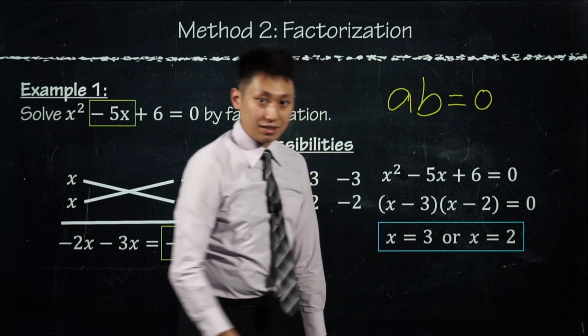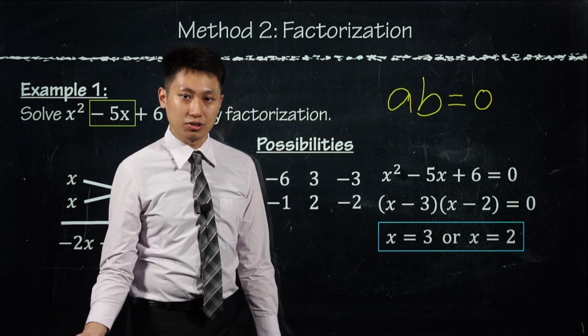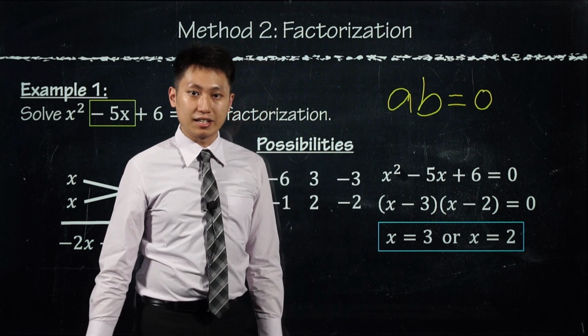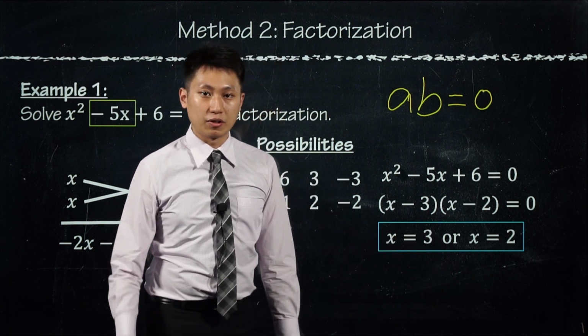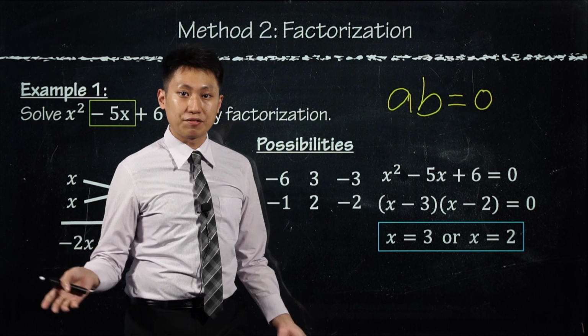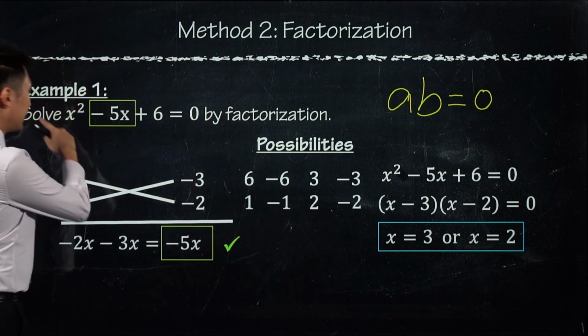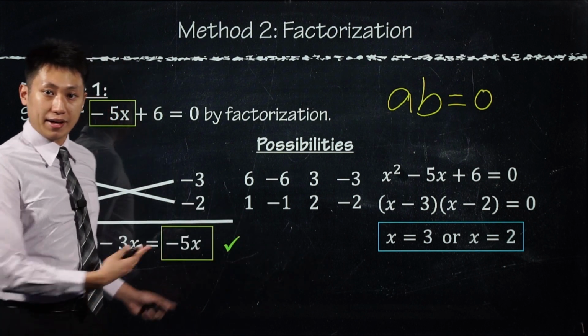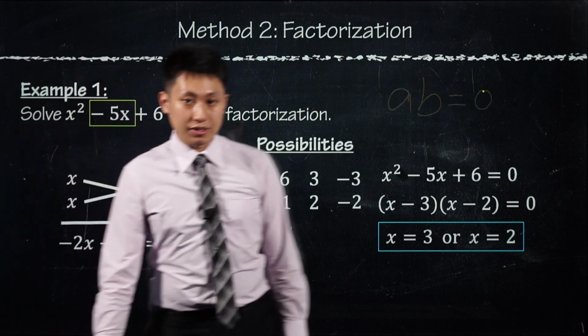This is not "and", although "and" would be correct also, but "or" is the correct one, because it is not necessarily that both of them must be 0. Only one of them is 0, then it's sufficient to have this thing equal to 0. So that's how you do it by factorization. Let's move on to the next one.